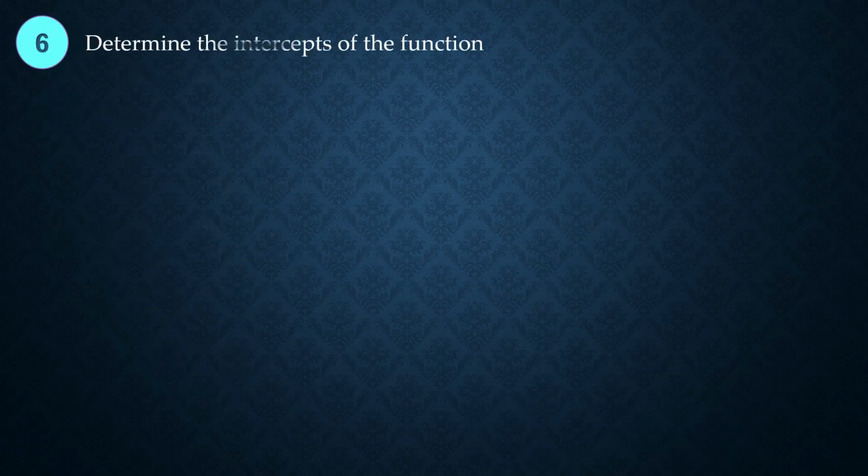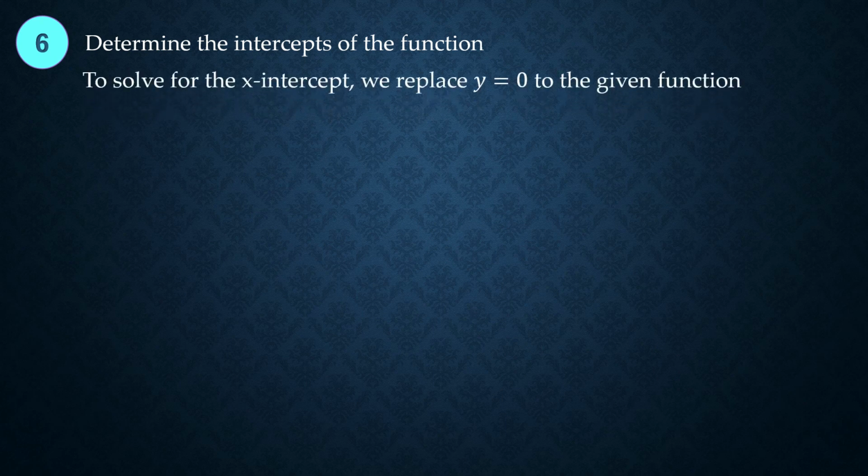So the next step is to determine the intercepts, x and y intercept. To solve for the x-intercept, we replace y by 0. Okay, x-intercept, value of x when y is 0, to the function given, y is equal to x squared minus 8x plus 15. So again, x-intercept, value of x when y is 0. So I replace y with 0.